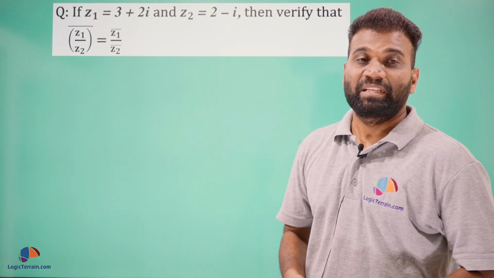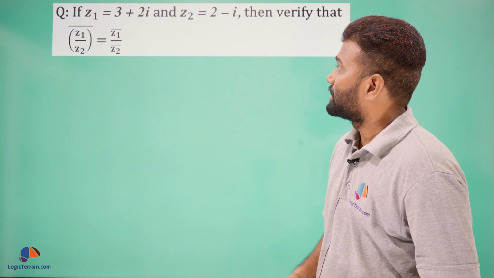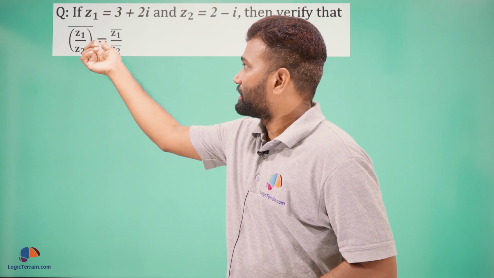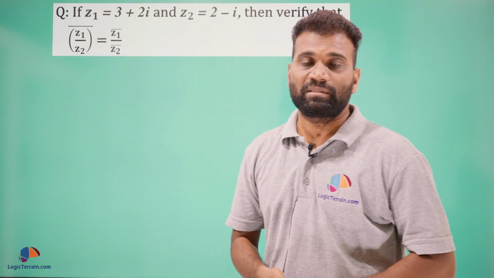Here is the next question. If Z1 is equal to 3 plus 2I and Z2 is equal to 2 minus I, then verify that the conjugate of Z1 upon Z2 is equal to the conjugate of Z1 upon the conjugate of Z2.